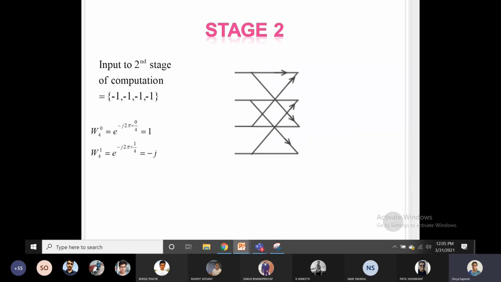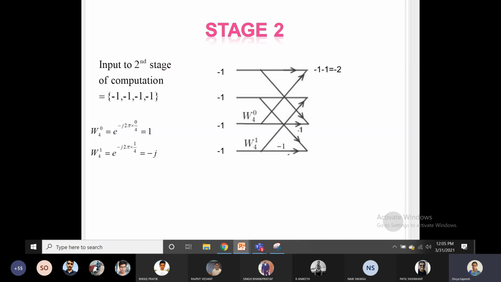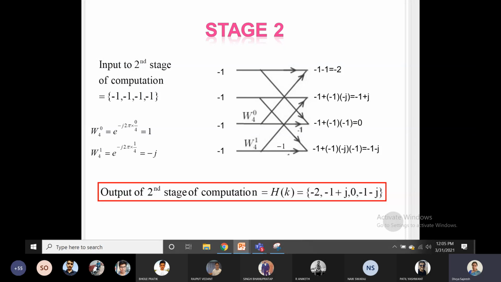This will again come as the input to the second stage. Okay, now the phase vectors will change. It will be W4 raised to 0 and W4 raised to 1, so that is 1 and -j. So let us give the input here with all -1 and calculate the output. So the output calculated are -2, -1 plus j, 0 and -1 minus j. Output of second stage of computation is h of k. What we obtain here is h of k, which is -2, -1 plus j, 0, -1 minus j.